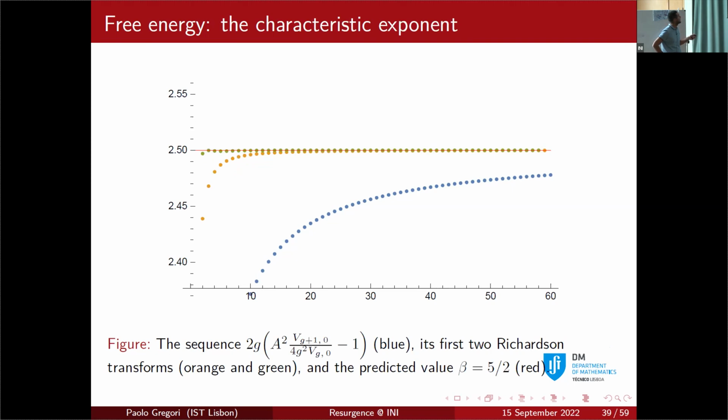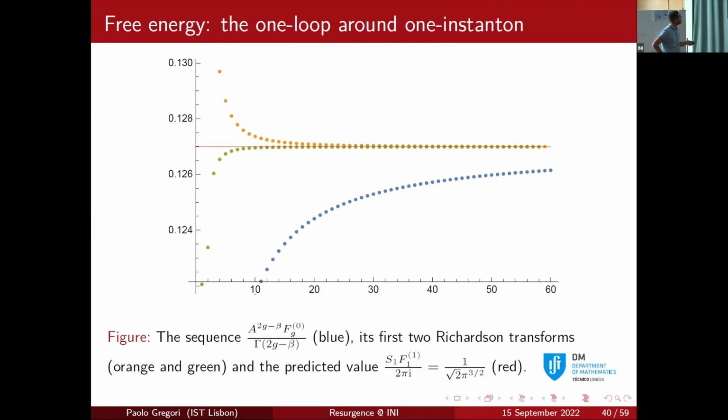Same goes for the characteristic exponent, which is 5/2 for the free energy of JT gravity. And same goes for the one loop around one instanton, or if you want, for the Stokes coefficient.